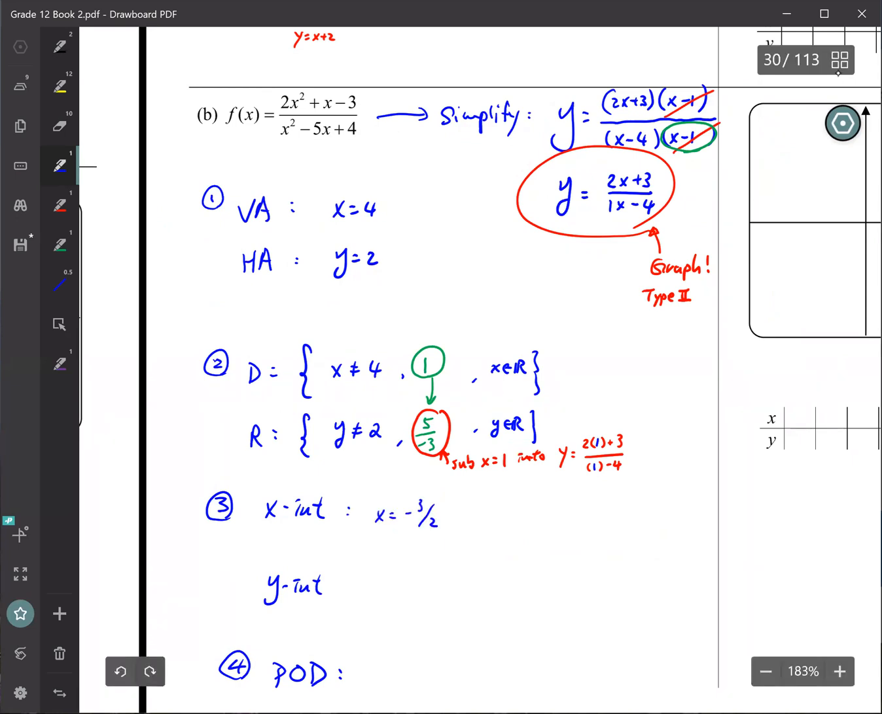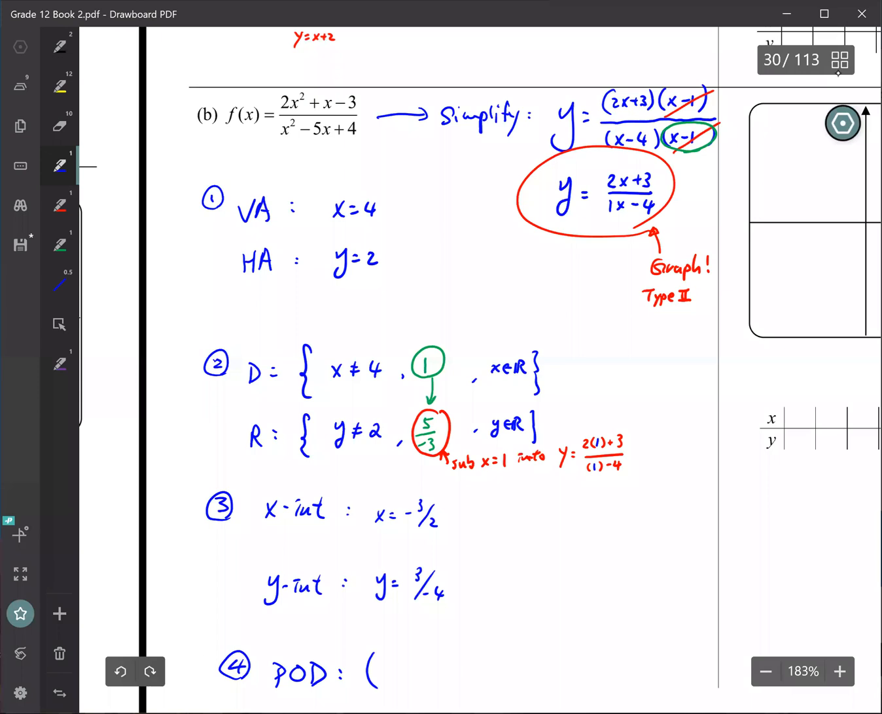Remember, do not tell me x equal to 1, right? Remember, x minus 1 is gone, okay? Only focus on the graph, right? And then y-intercept is when x equal to 0. Cindy, do you have the y-intercept? 3 over negative 4. Yep, okay, y equal to 3 over negative 4.